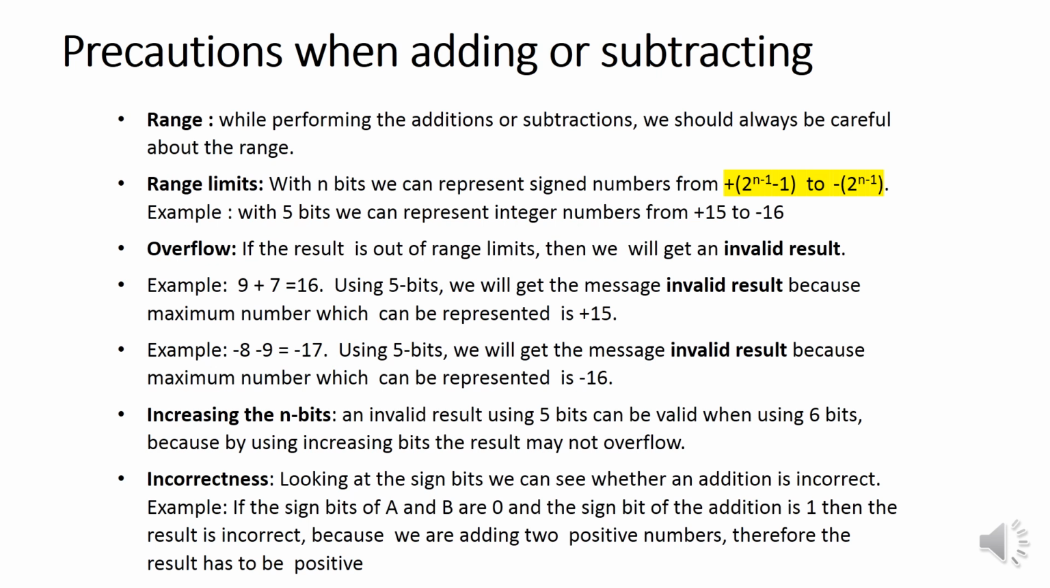Now, a little trick to quickly realize if an addition is incorrect. The trick is looking at the sign bits. For example, if both a and b are 0 and the sign bit of the sum is 1, then the result is incorrect, because we are adding two positive numbers. Therefore, the result has to be positive, and so the sign bit of the result should be also 0. This error happens often when there is an overflow.